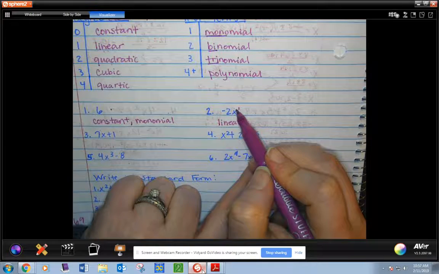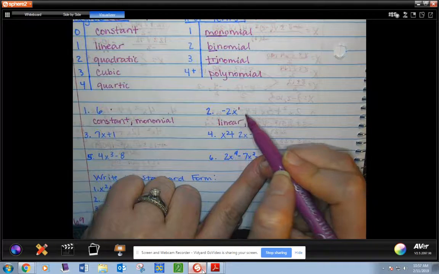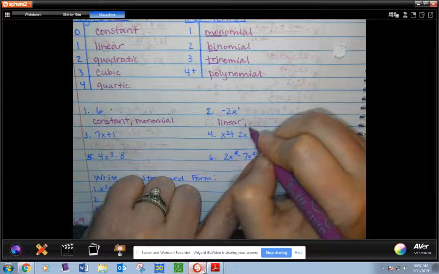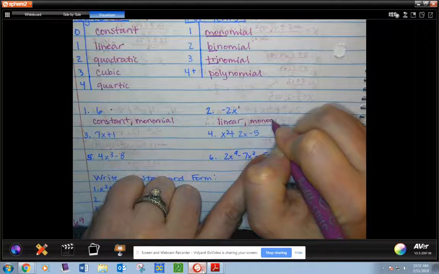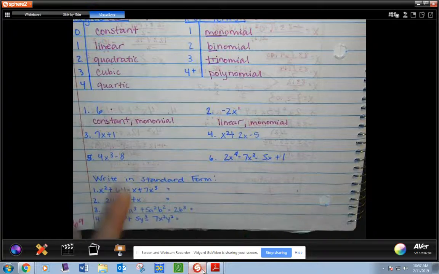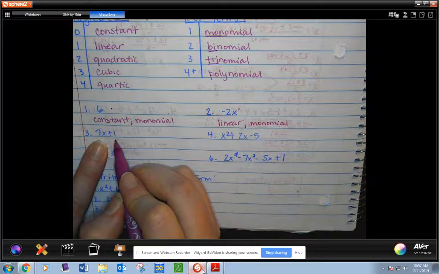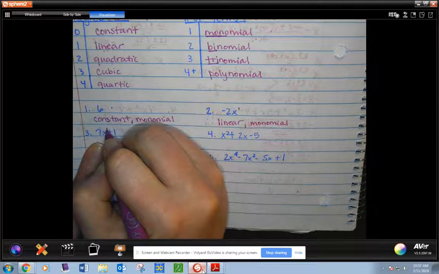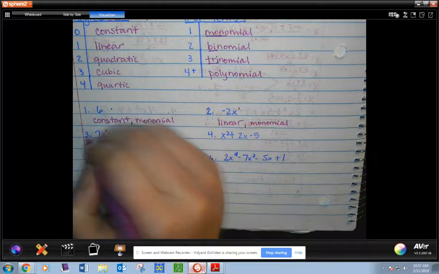And there's still only one thing in this problem. There's no plus or minus signs, so this is still a monomial. Okay, moving to the next one, 7x plus 1. The first thing I look at is the letter. The letter has an exponent of 1, so this is linear.